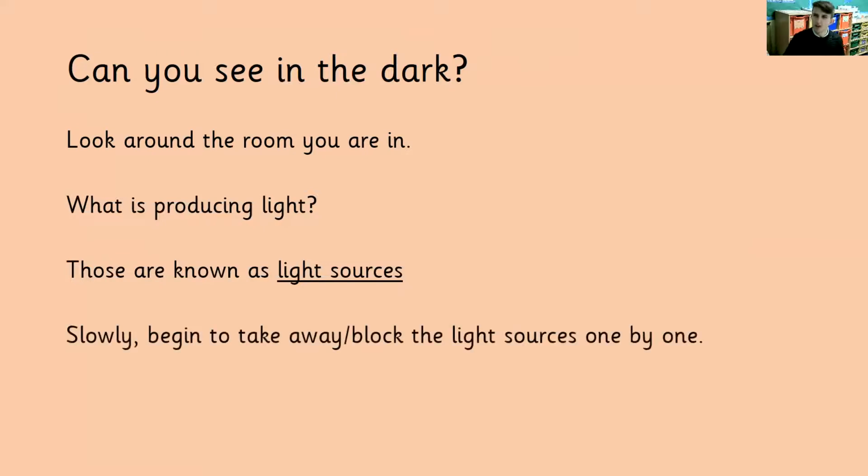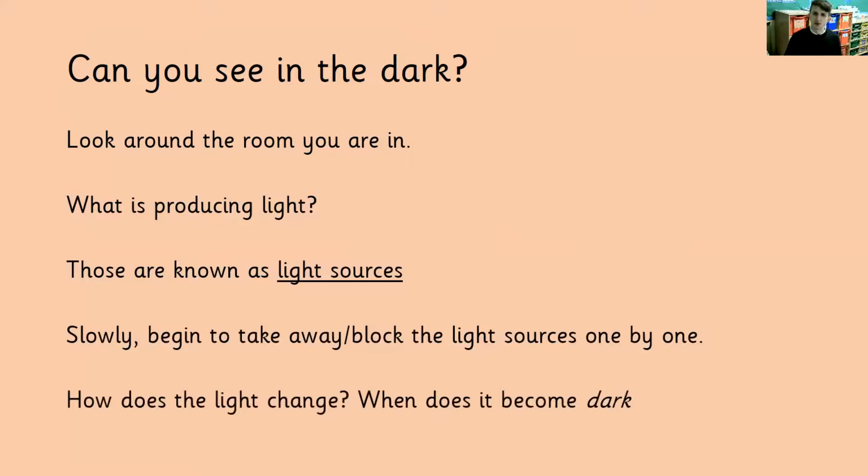So now, what I'd like to do is, now that you've looked at all those different light sources, pause the video in a moment and slowly take them away. So that might be shutting the curtains or the blinds to block out the sunlight. It might be turning off the lights. It might be covering up a lamp, anything like that. So anything that's producing light, try and cover it, block it, take it away, turn it off, and try and make it as dark as you can. I'm going to do the same now. So I'm going to take away some light sources too.